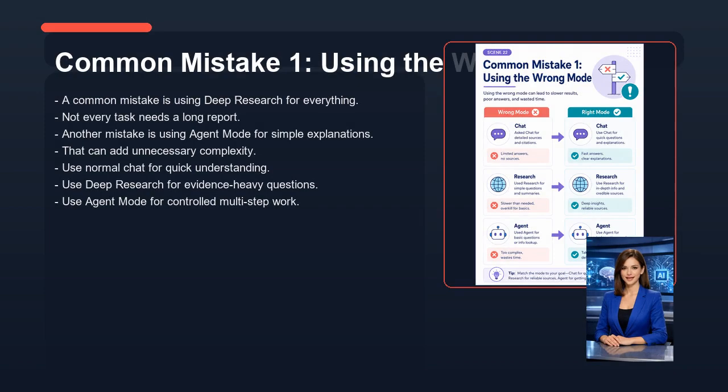Now let's look at common mistake 1, using the wrong mode. A common mistake is using deep research for everything. Not every task needs a long report. Another mistake is using agent mode for simple explanations. That can add unnecessary complexity.